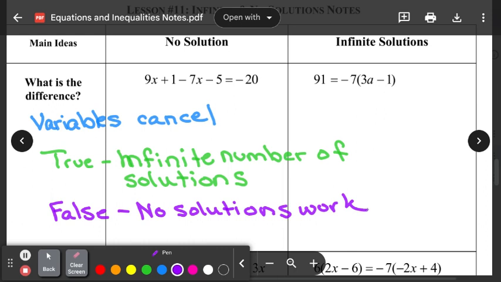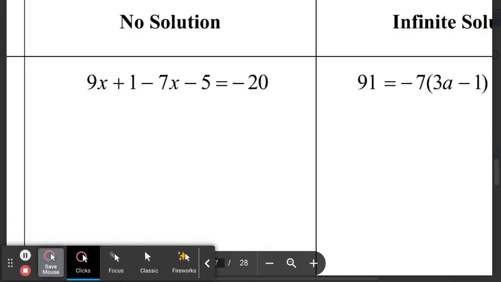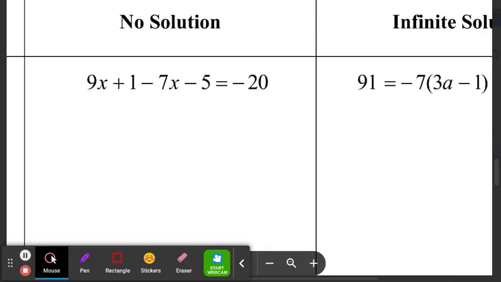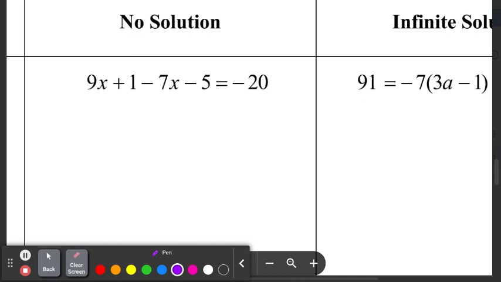If the equation's false, that means there are no solutions. Nothing will make that thing true. So let's go through some of these problems and then we'll go from there. So our first example that we're going to do is one where there is no solution. That means the equation is going to be false.